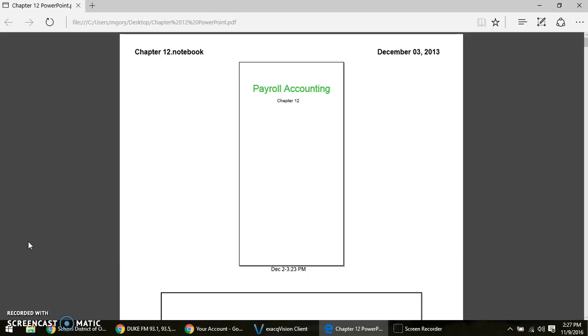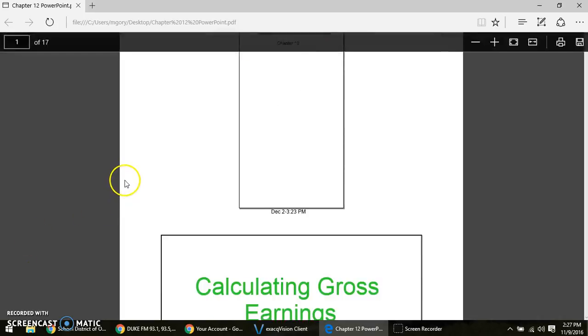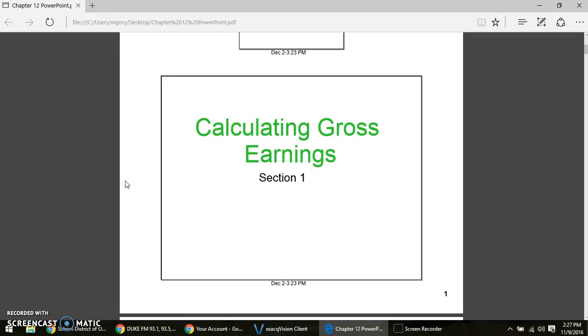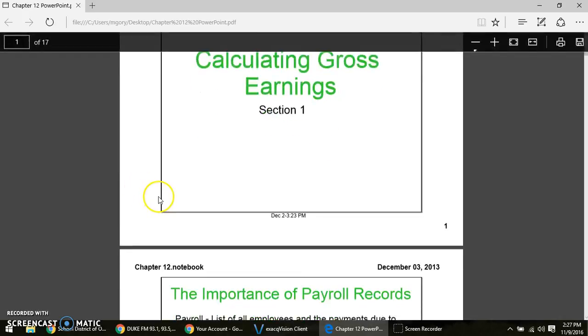So Chapter 12 is payroll accounting and beginning the accounting process for paying our employees. All of this is going to revolve around what is known as gross earnings. Gross earnings is the amount of money that is paid to an employee for work that is done before any taxes are taken out or any other deductions. So the gross earnings is what you earn. The net pay or net earnings is what you actually get to take home and keep.